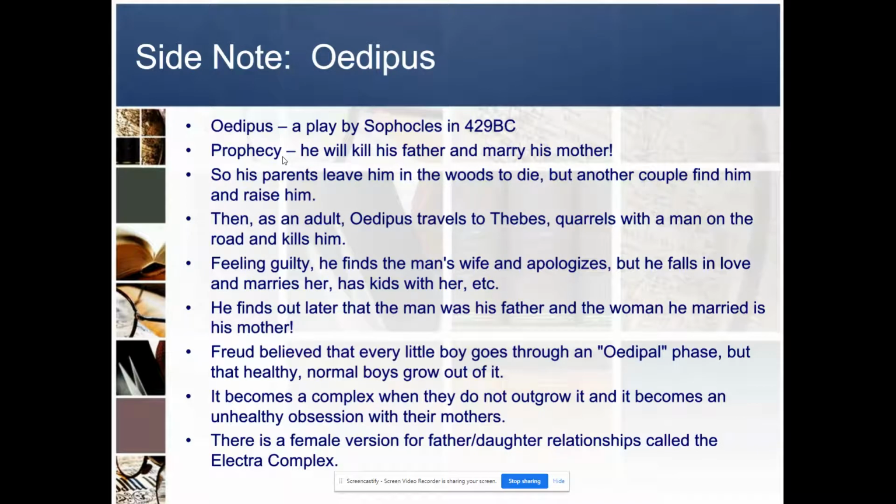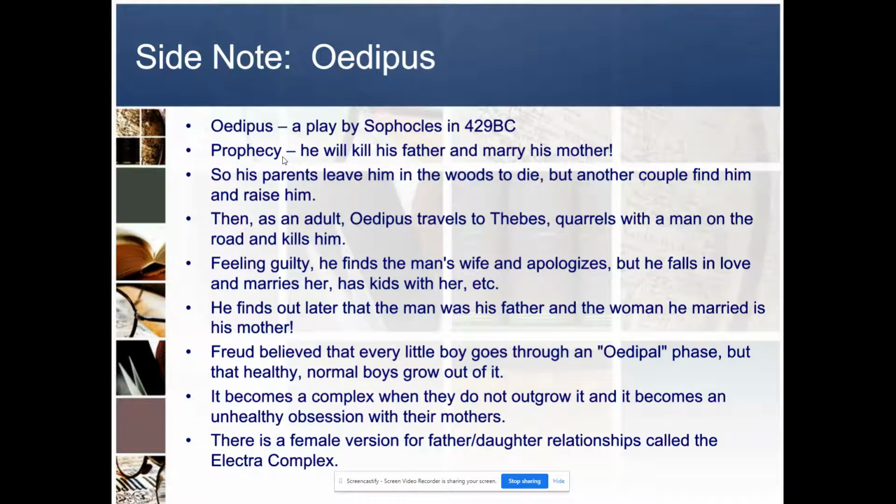The whole idea with the Oedipal complex is that Freud believed every little boy goes through an Oedipal phase where he loves his mother the most. She's the most important woman in his life. This is not a sexual thing. And so that leads to a subconscious, unconscious competition with their father when children are very little. But normal, healthy boys grow out of it. This is a normal, natural phase, but boys grow out of it as they get older and they start to develop then a relationship with their father.